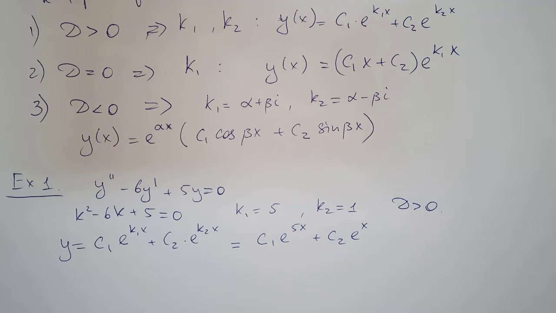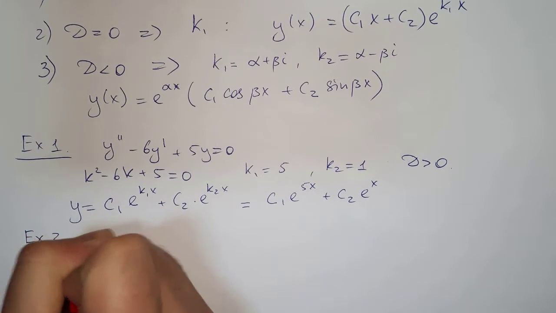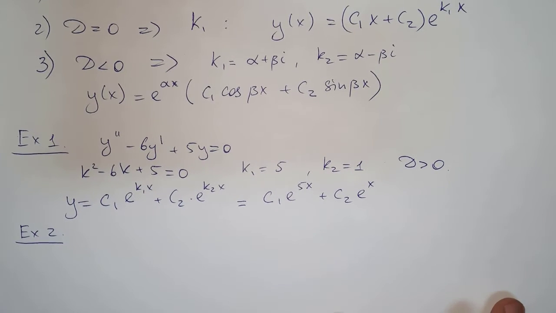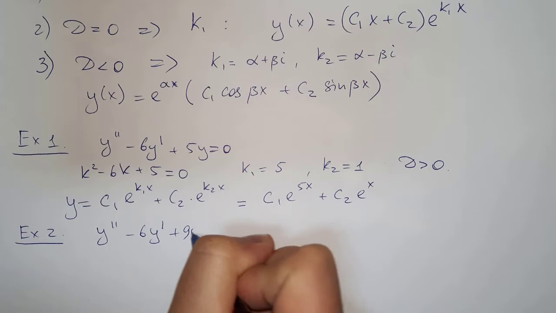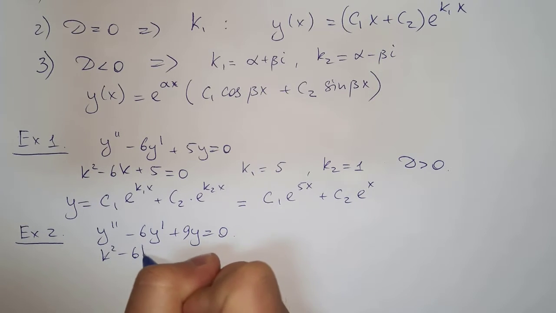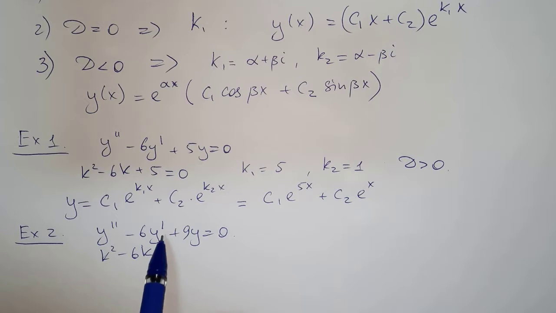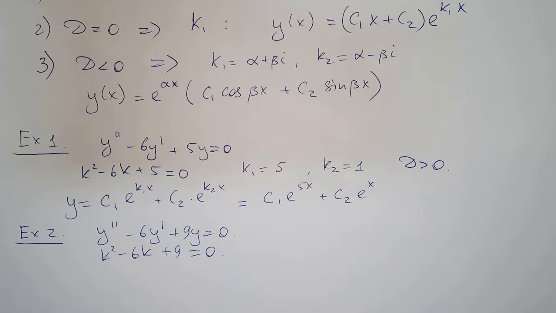And now let's consider the next example. Example number 2. Find the general solution of the equation, for example, y double prime minus 6y prime plus 9y is 0. And now let's write the characteristic equation: k squared minus 6k. Y double prime will be k squared, y prime will be k, and 9y will be just 9, is 0. How to find it?